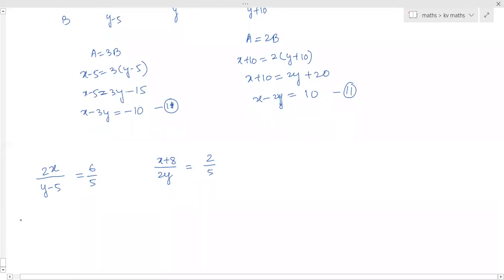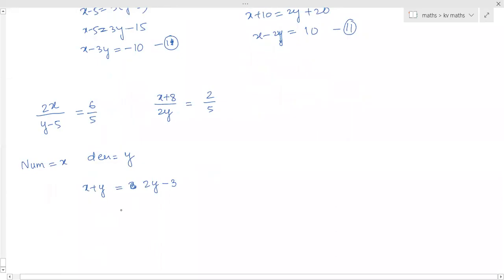No issue. The sum of the numerator and denominator of a fraction is 3 less than twice the denominator. So numerator is x and denominator is y. The sum of numerator and denominator, x plus y, is 3 less than twice the denominator. So 2y minus 3. Okay, this is the first equation.